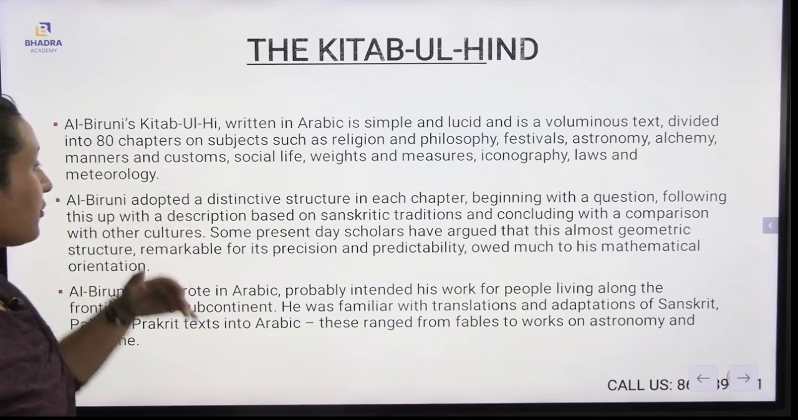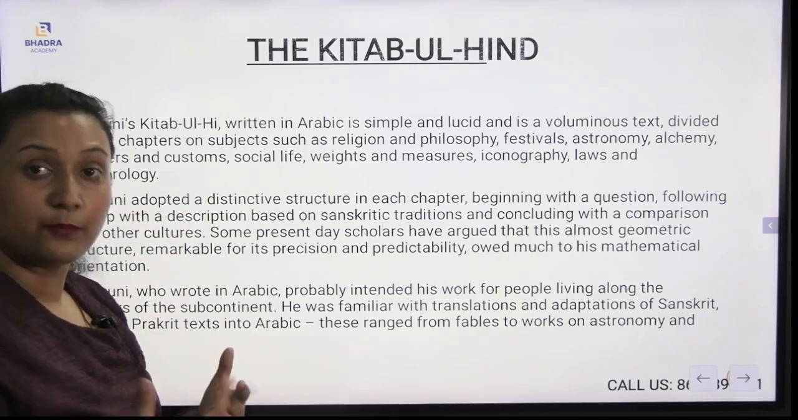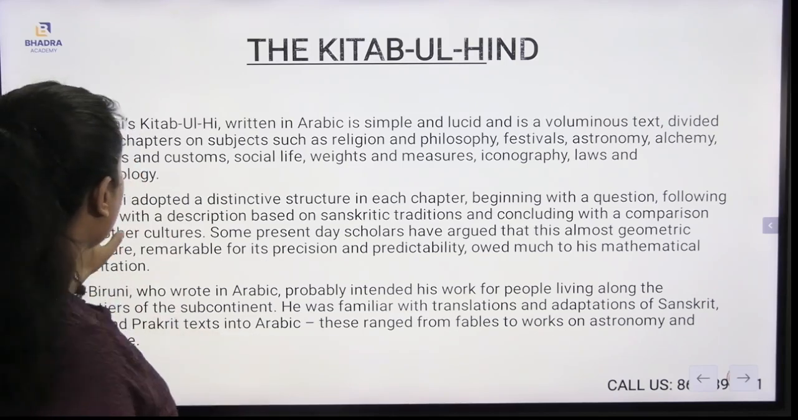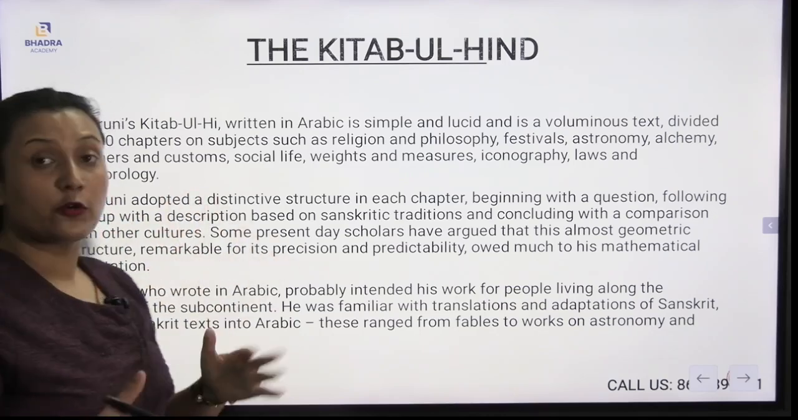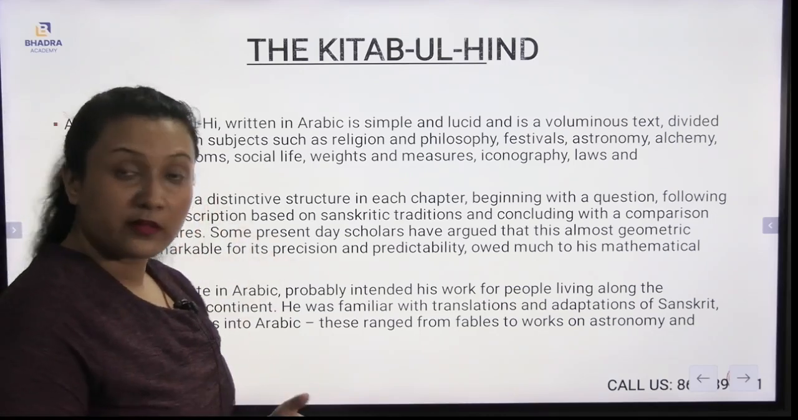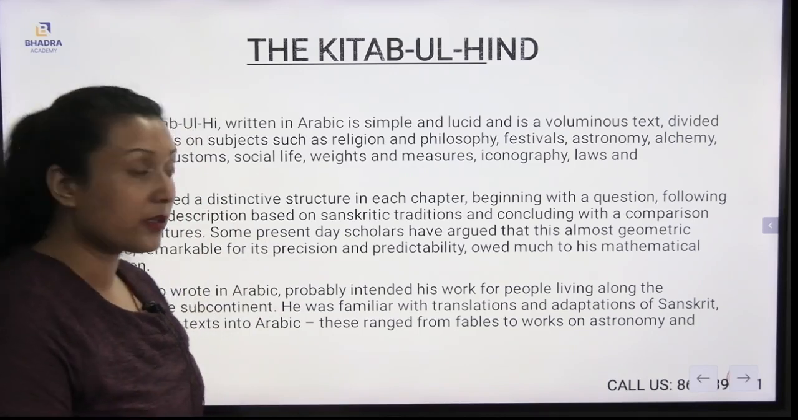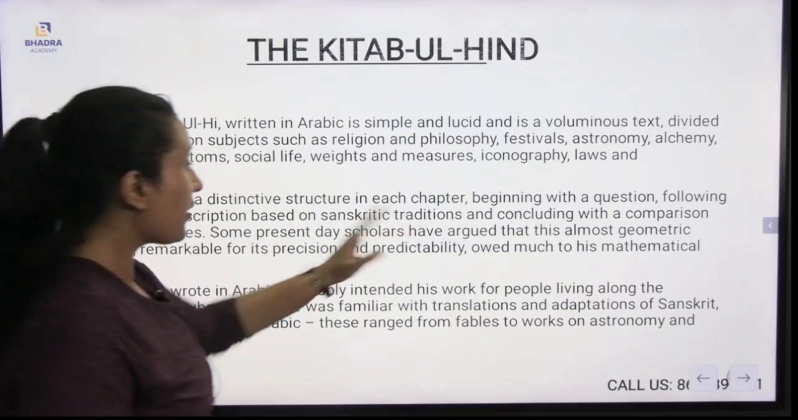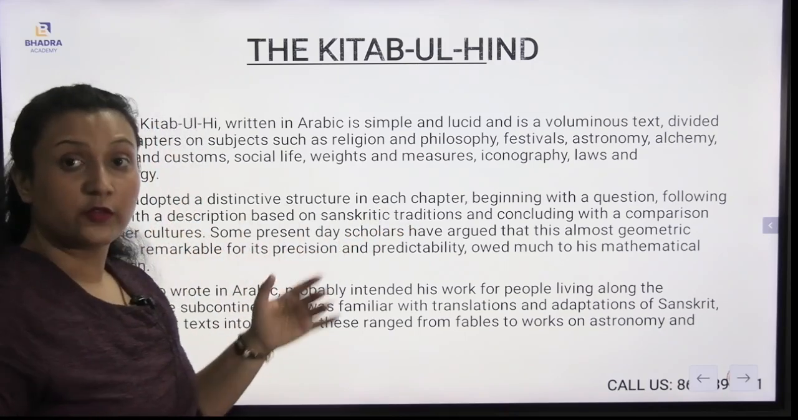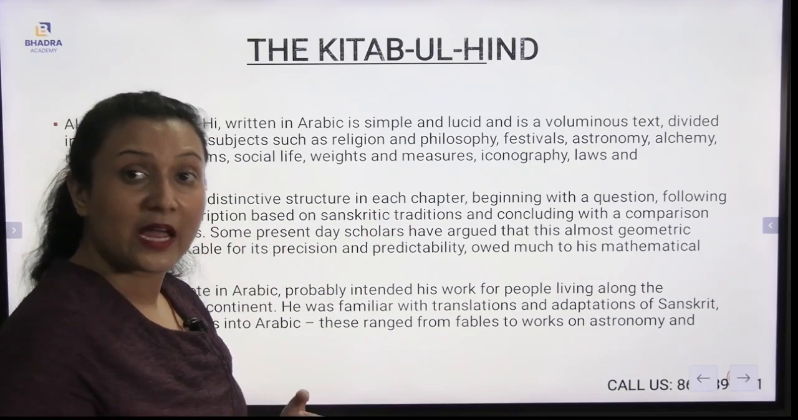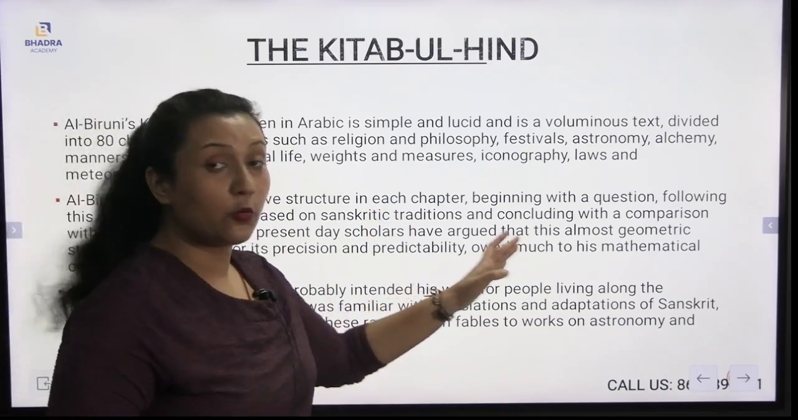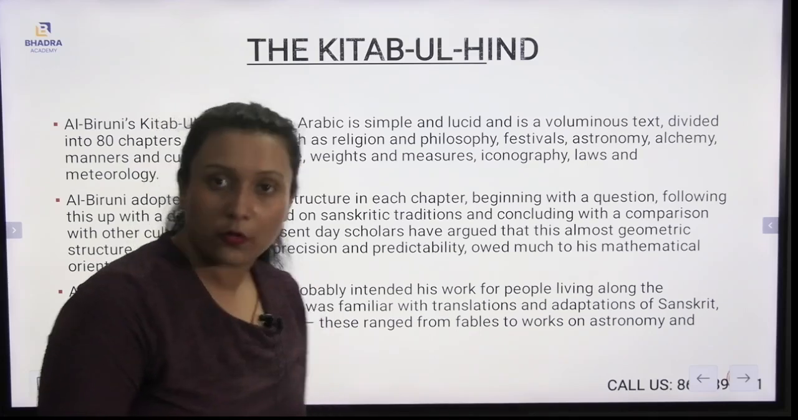Second, Al-Biruni has a distinctive structure in the book. What is the distinctive structure? First, it begins with a question, which is followed by a description based on Sanskritic tradition, and it is concluded by comparison with other cultures. It is also argued to have a geometric structure, which is remarkable for its precision and predictability, and is much owed to his mathematical orientation.